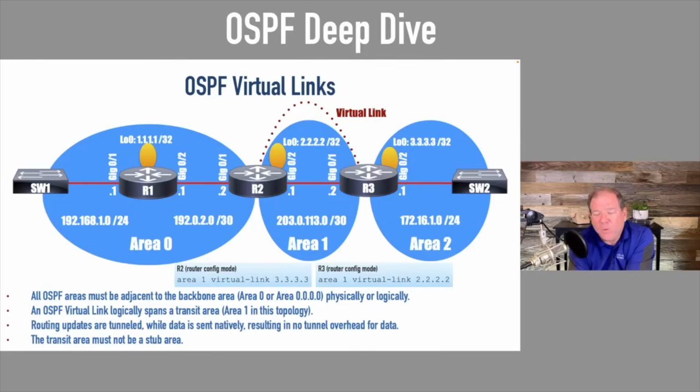But area 1, then we say virtual-link, and we specify the IP address on the far side. So I'm on R3, I'm going to specify the IP address of R2, its loopback interface, which is 2.2.2.2. I do the reciprocal thing on R2. I say area 1 because that's my transit area, and virtual-link 3.3.3.3, the IP address, the router ID, in fact, of R3. That's how you set up a virtual link.